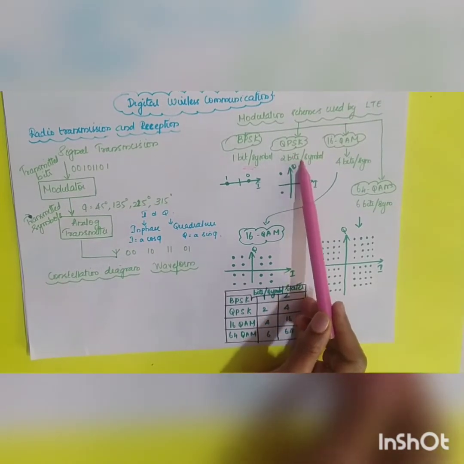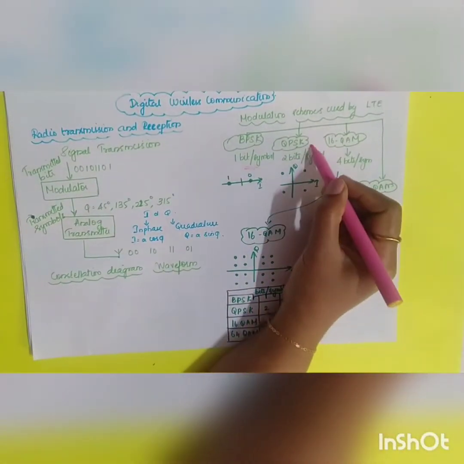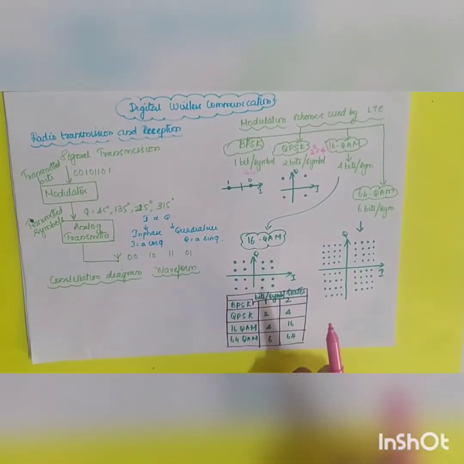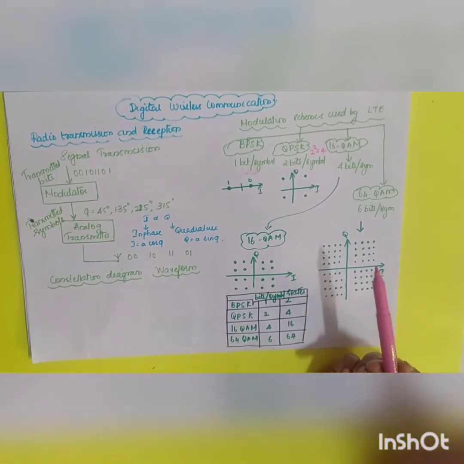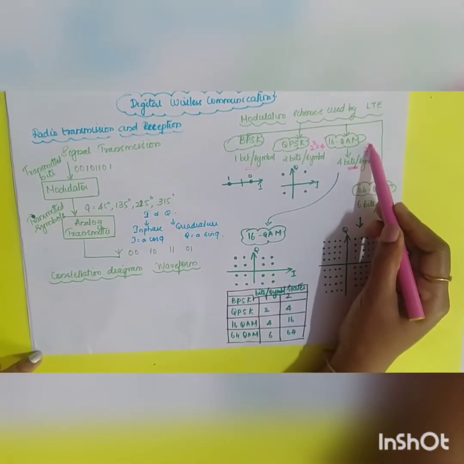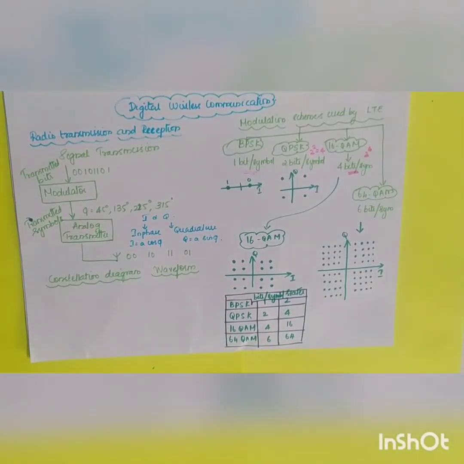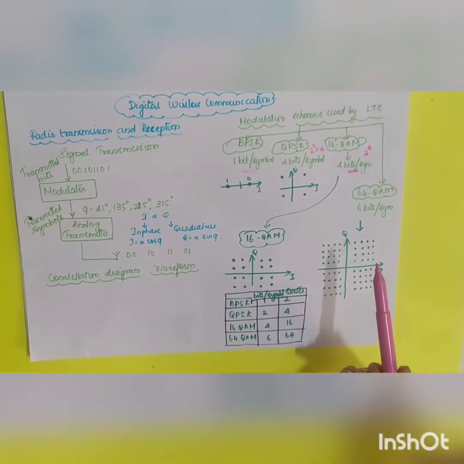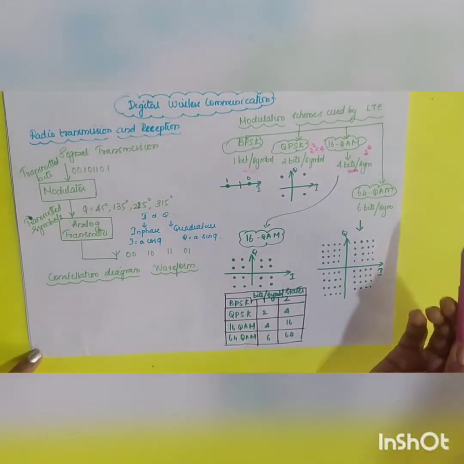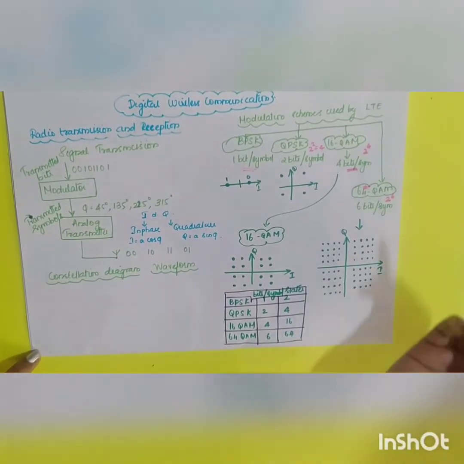QPSK, in this case, has 2 bits per symbol. So you will have a combination of 2 power 2, which is equal to 4 different states: 0 0, 1 0, 0 1 and 1 1. Whereas in the case of 16 QAM you have 4 bits per symbol transmitted, so 2 power 4, which is equal to 16 different states. Similarly, in the case of 64 QAM, the transmission is 6 bits per symbol, so 2 power 6, which is 64 different states.